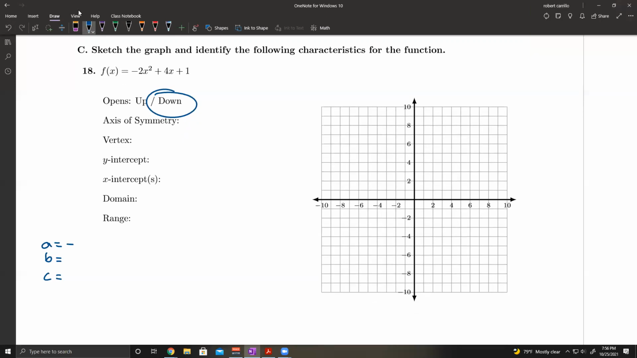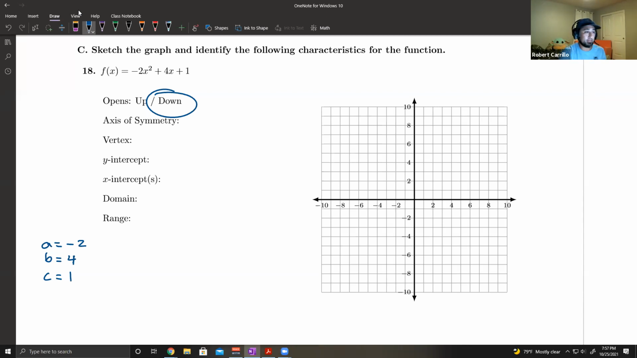Negative 2. And 4. And 1. We know we only need A and B for the vertex, but since we're going to find x-intercepts, let's go ahead and label that value of C. So there we go. Vertex we'll find first. H equals negative B over 2A. And we'll have negative 4 over 2 times negative 2, which gives me -4 over -4, which gives me 1.